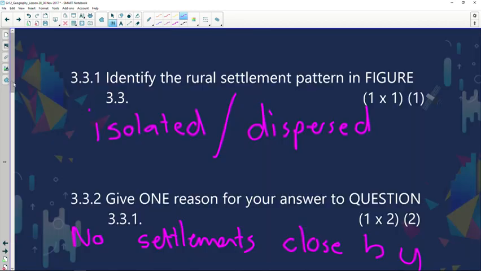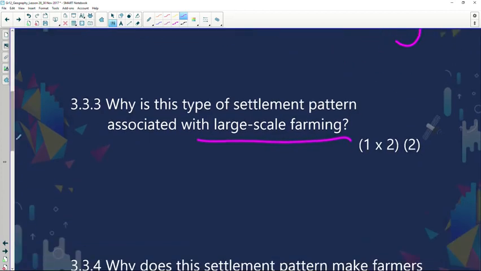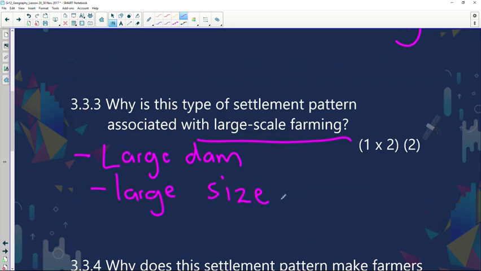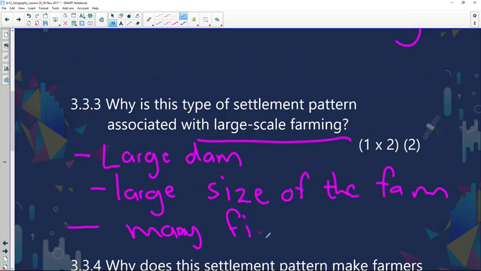Okay, so first of all, we can say look at the large dam. You can say the large size of the farm. And lastly, I'm just going to mention it, many fields being cultivated.